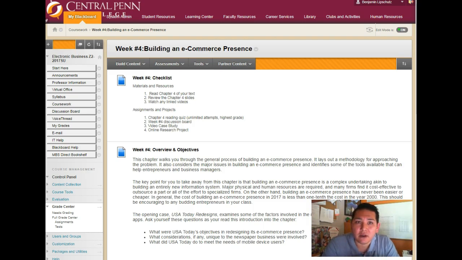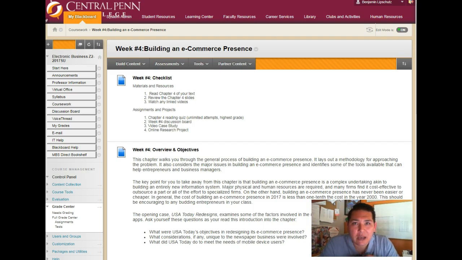On the other hand, building an e-commerce presence has never been easier or cheaper. In general, the cost of building an e-commerce presence in 2017 is less than 1/10 of the cost back in the year 2000. This should be really encouraging to any budding entrepreneurs, and as I know some of you are, you can start to look at it from your own perspective and maybe undertake it yourself rather than piecemeal it out or portion it out.